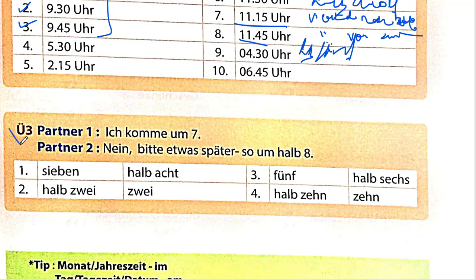Okay, now let us begin with the third activity. Ich komme um 7, that means I'll come at 7. Partner 2 says, nein, bitte etwas später, so 7:30. That means a little bit later. So 7:30 is halb 8. Similarly, you have to do this activity as well.